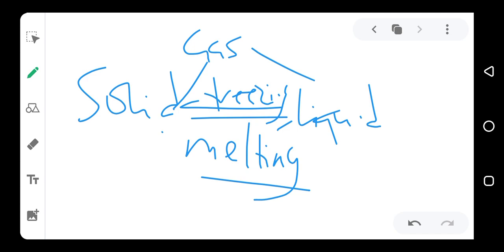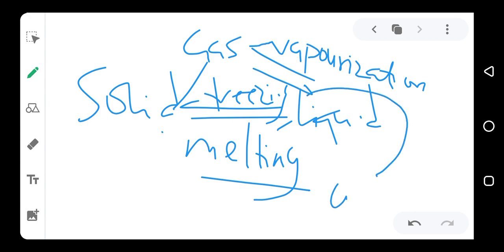And you can convert your liquid to gas. The process of converting liquid to gas, we call it vaporization. That is the process of converting liquid to gas. And the process of converting gas to liquid, we call it condensation. We can convert gas back to liquid. That is, if we have our gas, our water vapor, we can turn it back to water. And how do we do it? It is through a process we call condensation.